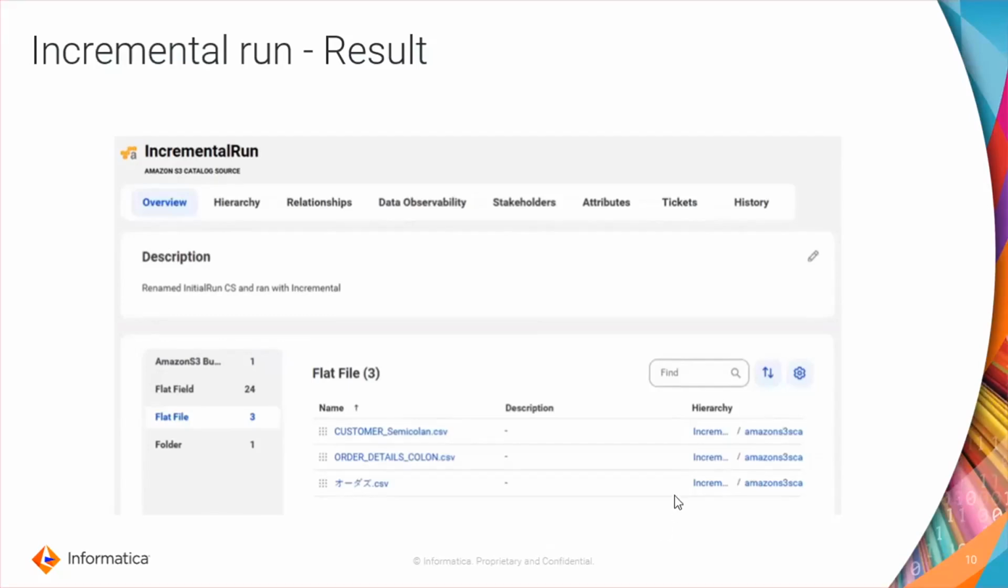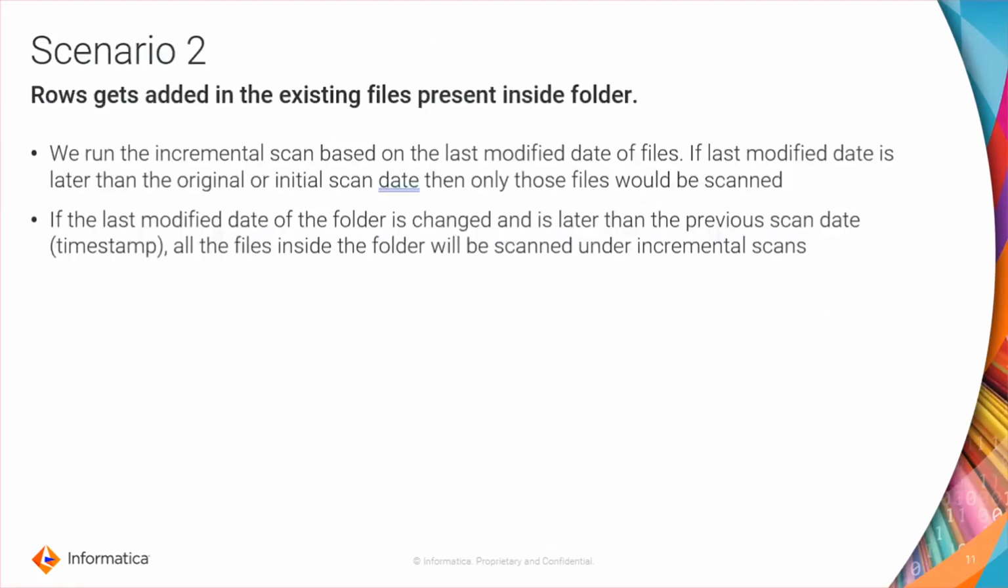Now let's consider another scenario. In this scenario, we'll only be adding rows in the existing files which are already present inside the folder configured in the catalog source configurations.